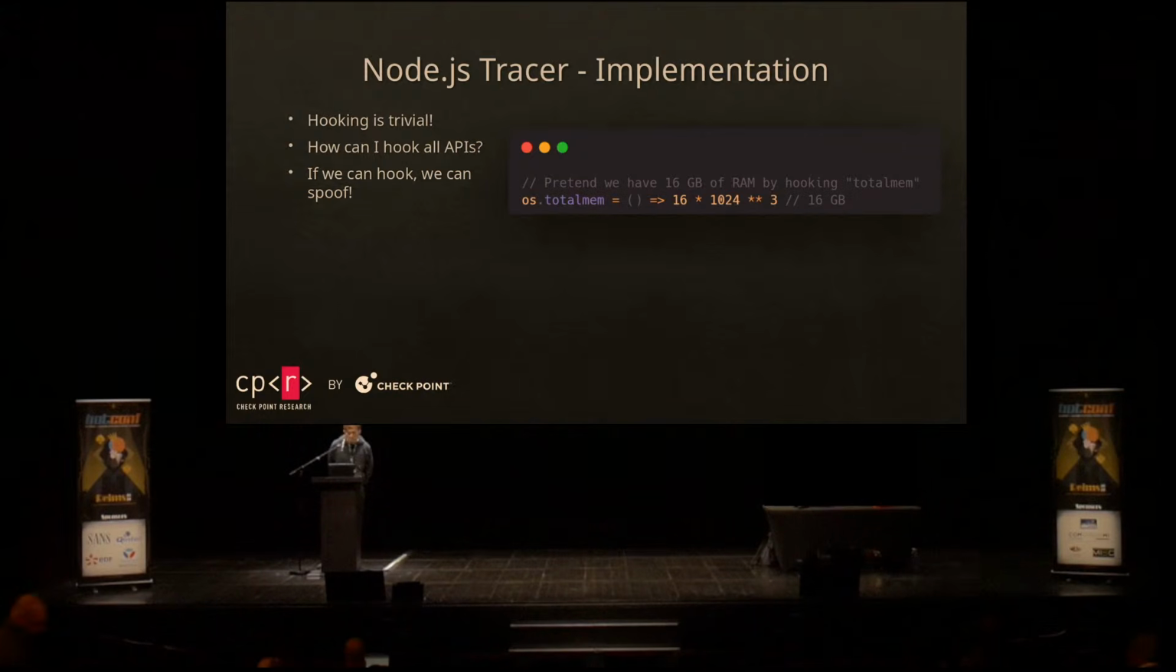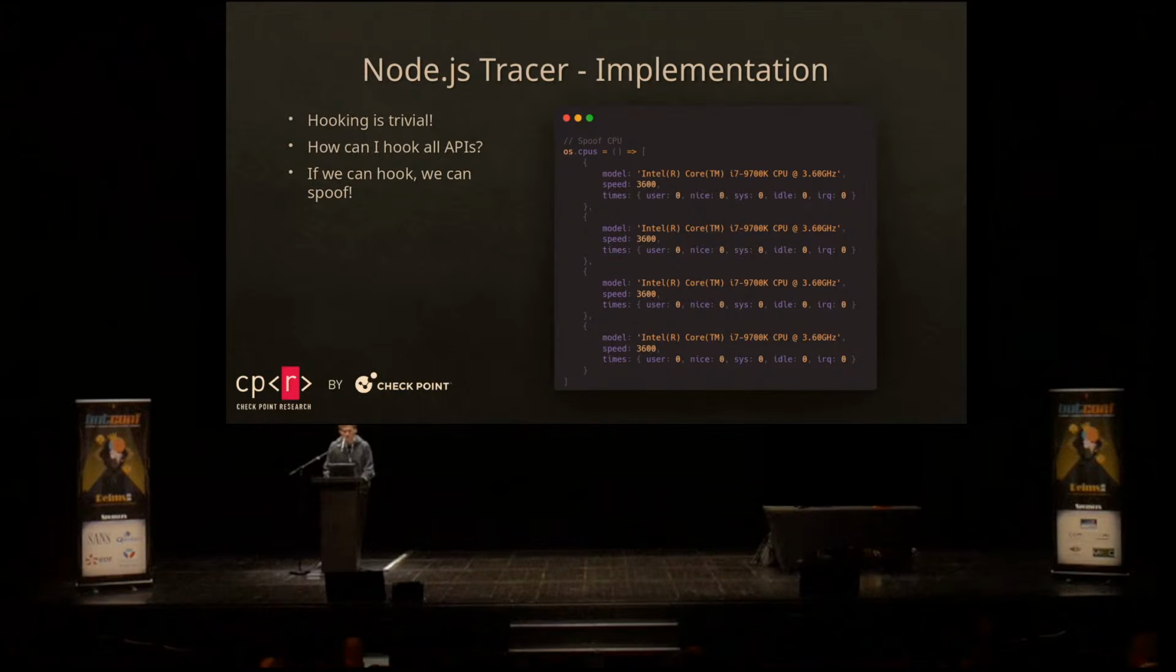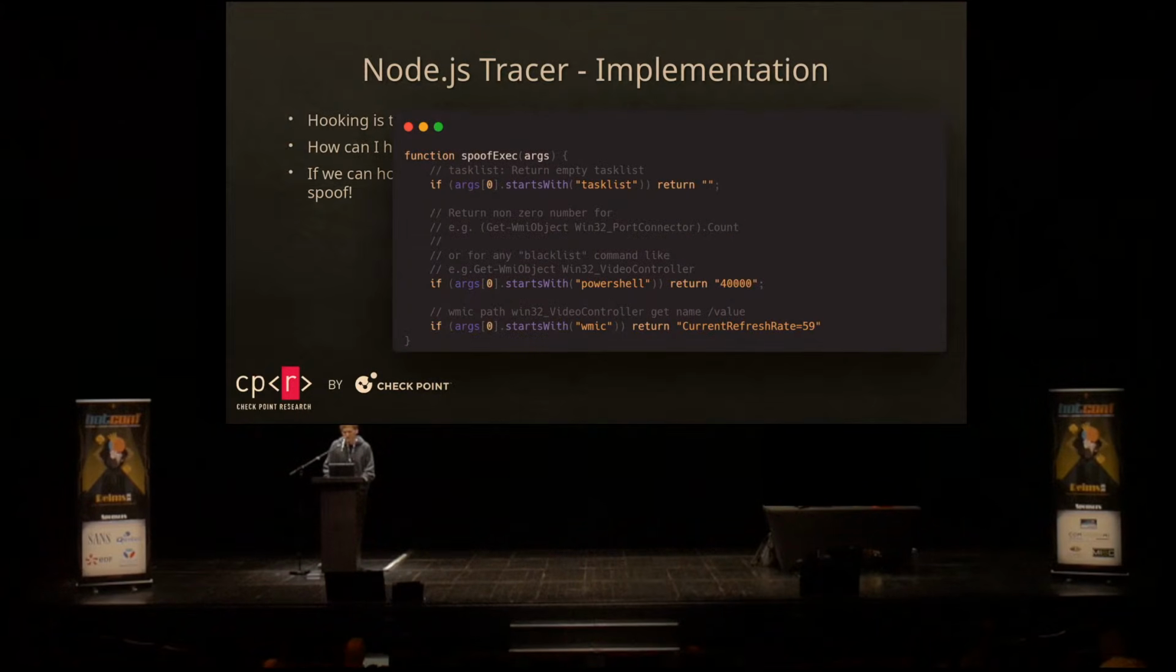So there was this OS total memory function, which I showed you earlier. I just replaced it with a lambda function, which always returns 16 gigabytes. So now whenever the malware checks how much RAM I have, it's just 16 gigabytes, so it looks legit. Same for the CPUs. I just return 4 i7 cores, which also looks legit. Anti-analysis bypassed.